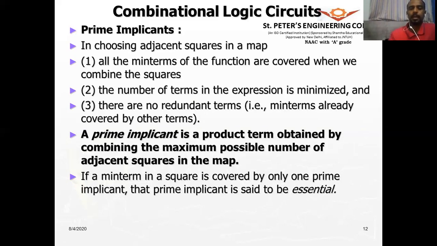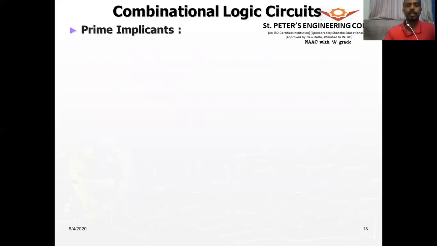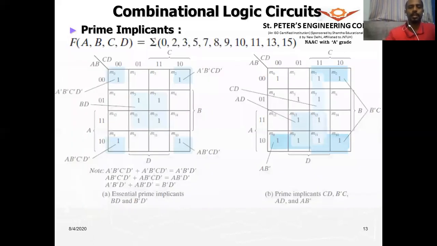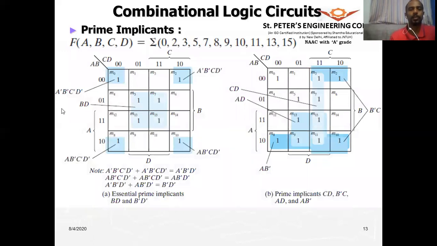And if the min term in a square is covered by only one prime implicant, that prime implicant is called the essential prime implicant. So now let us take an example and understand this essential prime implicant. You have a function, a 4-variable function, and the outputs are 0, 2, 3, 5, 7, 8, 9, 10, 11, 13, and 15.